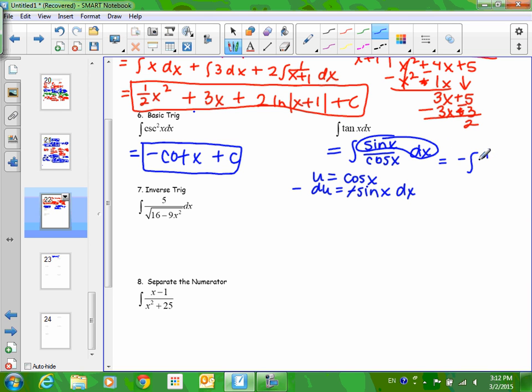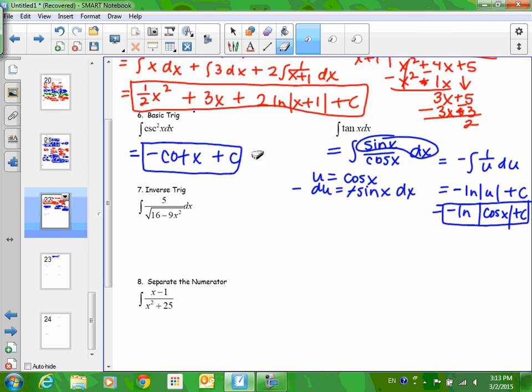So this becomes negative 1 over u du, which is negative natural log of u plus c, which is really negative natural log of cosine. Now, this is something that some teachers, and even I in the past, have made my students memorize, that the integral of tan x is negative natural log of cosine x.